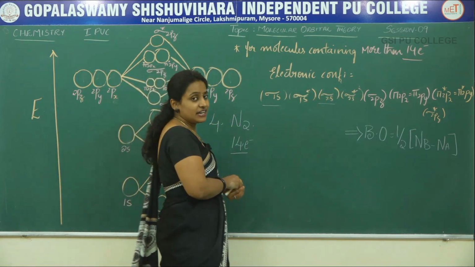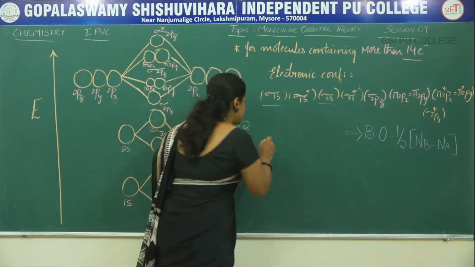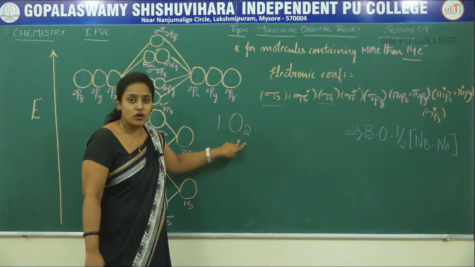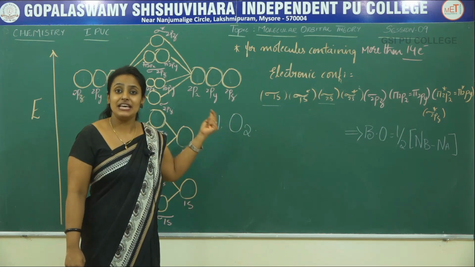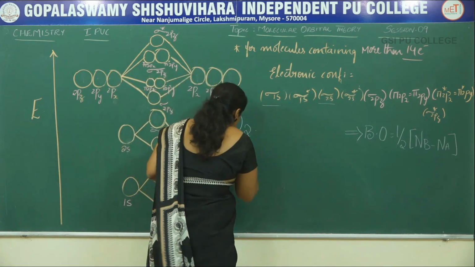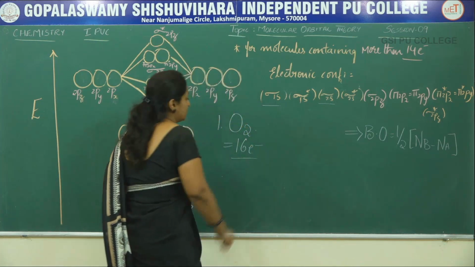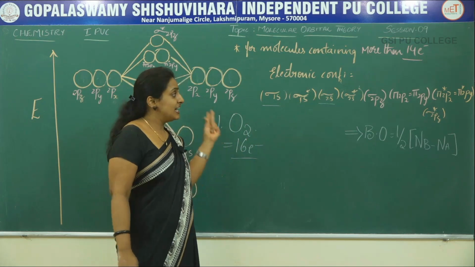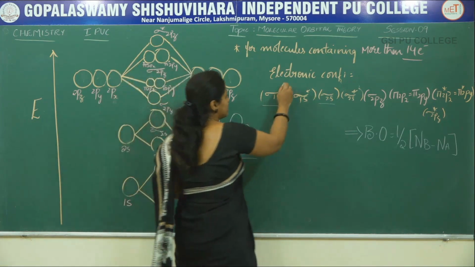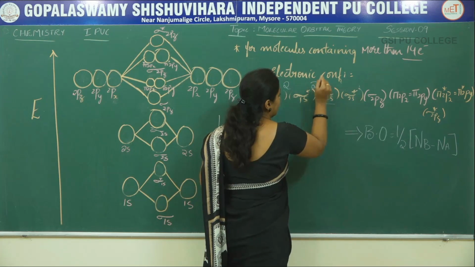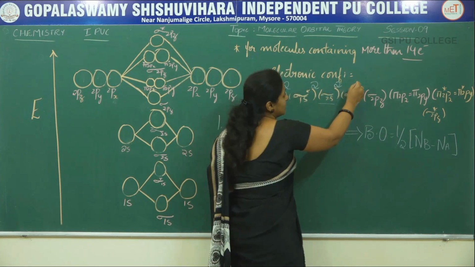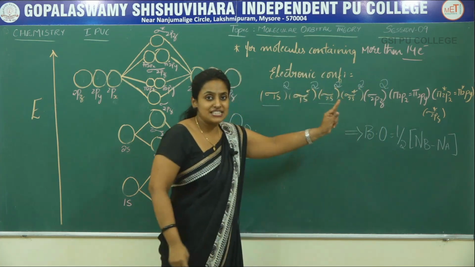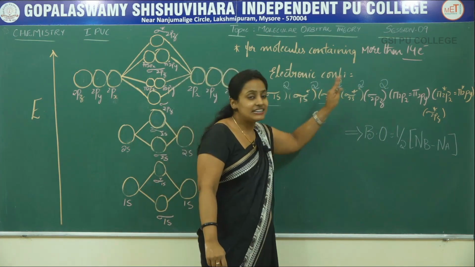So, let us consider the first example as the oxygen molecule. Each oxygen atom contains 8 electrons. Therefore, for 2 oxygen atoms, the number of electrons would be 16 electrons. These 16 electrons should be accommodated in these molecular orbitals in the increasing order of energy, that is sigma 1s2, sigma star 1s2, sigma 2s, sigma star 2s, sigma 2pz2. How many electrons have been accommodated? 2, 4, 6, 8, 10.